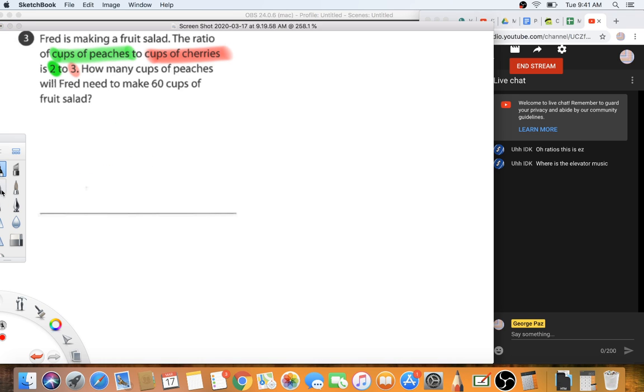So let's see. How many cups of peaches will Fred need to make 60 cups of fruit salad? Again, let's use that multiplication and division trick I showed you guys. So we're going to write 2 to 3 first. How many cups of peaches? Let's color code it. We have the technology, why not? So 2 to 3. This is cherries, and this other one will be cups of peaches. Fred needs to make 60 cups of fruit salad.